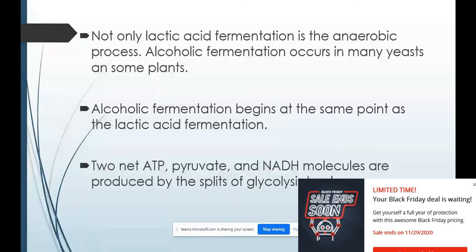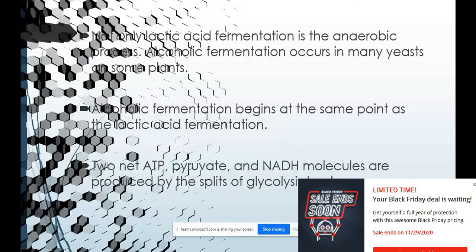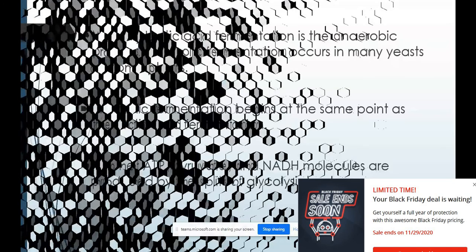Alcoholic fermentation again begins at the same point as the lactic acid fermentation. 2 net ATP, pyruvate and NADH molecules are produced by the split of glucose in glycolysis. So this is how alcoholic fermentation works.